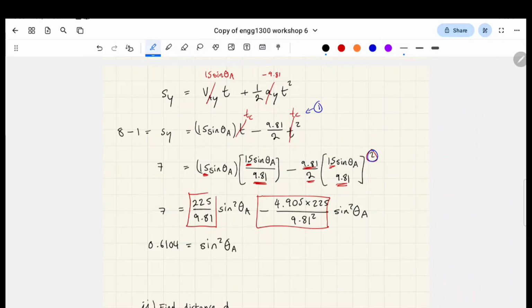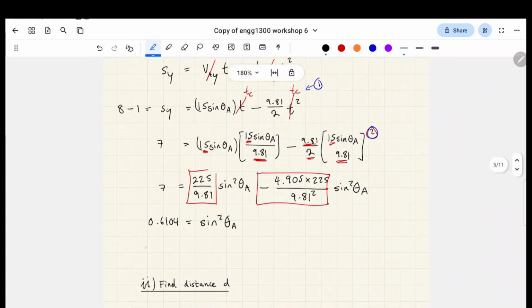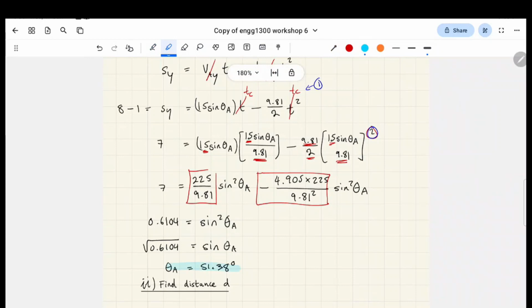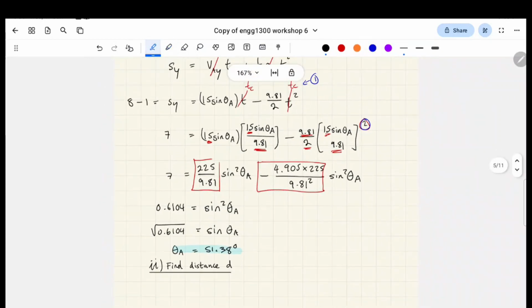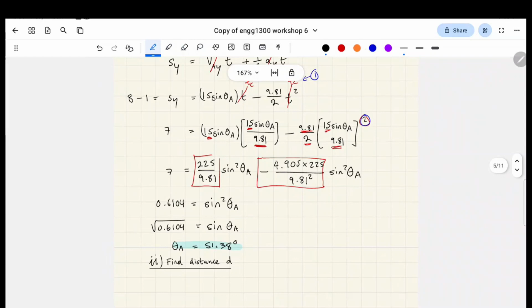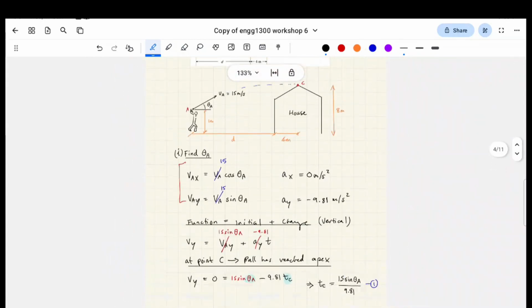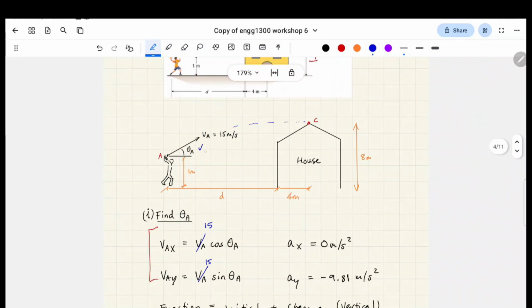Right? And then what you can do is you can square root it, both sides. And then take the inverse sine. And you get this. Right? And now that's our angle. We've finally gotten there. Okay. So once we have our angle, right? Back at our question, we have that that's 51.38.